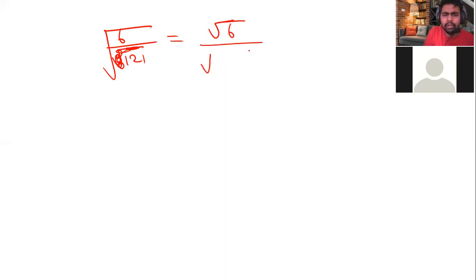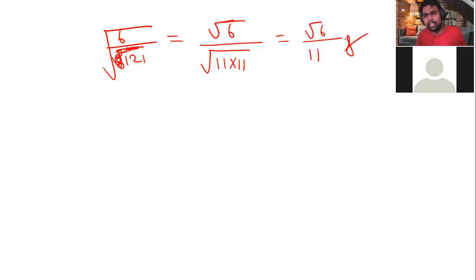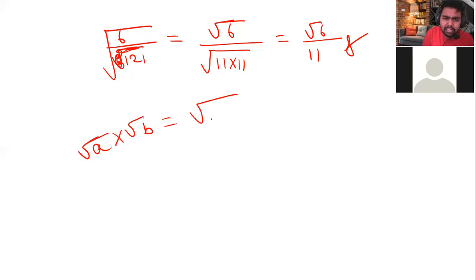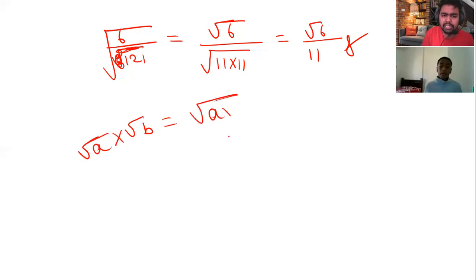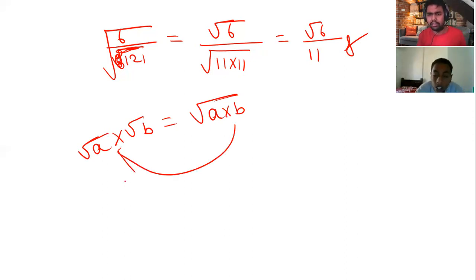If you remember, 121 is the square of 11. I gave you the squares of 11 up to 25, that chart. So you could easily write root 6 by 11 like this, and this would be your answer. Is it clear? And always remember this property: if you have root A multiplied by root B, you can write whole root AB. And if you have this, you can again revert like this, right? Now, is it clear?